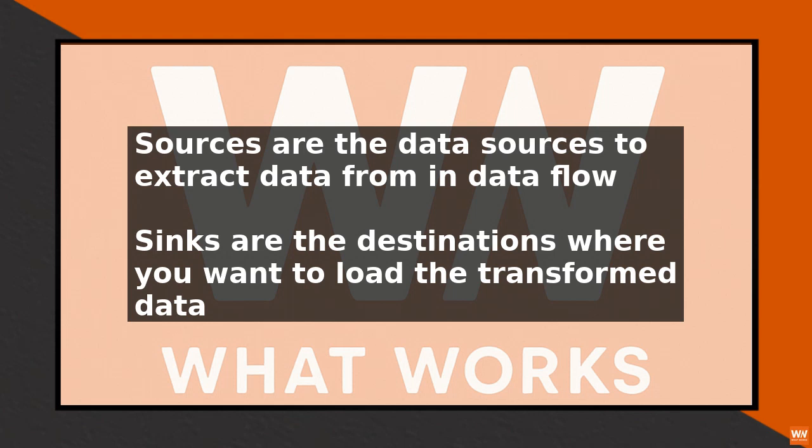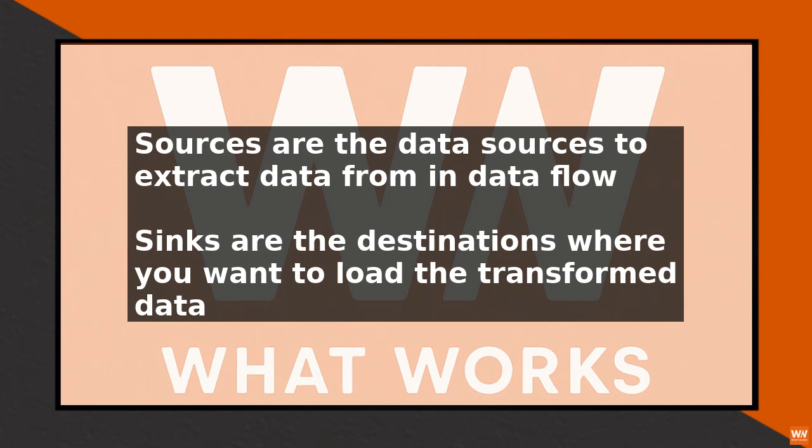Step 3. Adding a source. After creating a new data flow, the next step is to add a source. To add a source, click on the Add Source button and select the type of source you want to use. You can choose from a variety of sources including Azure Blob Storage, Azure Data Lake Storage, and Azure SQL Database.